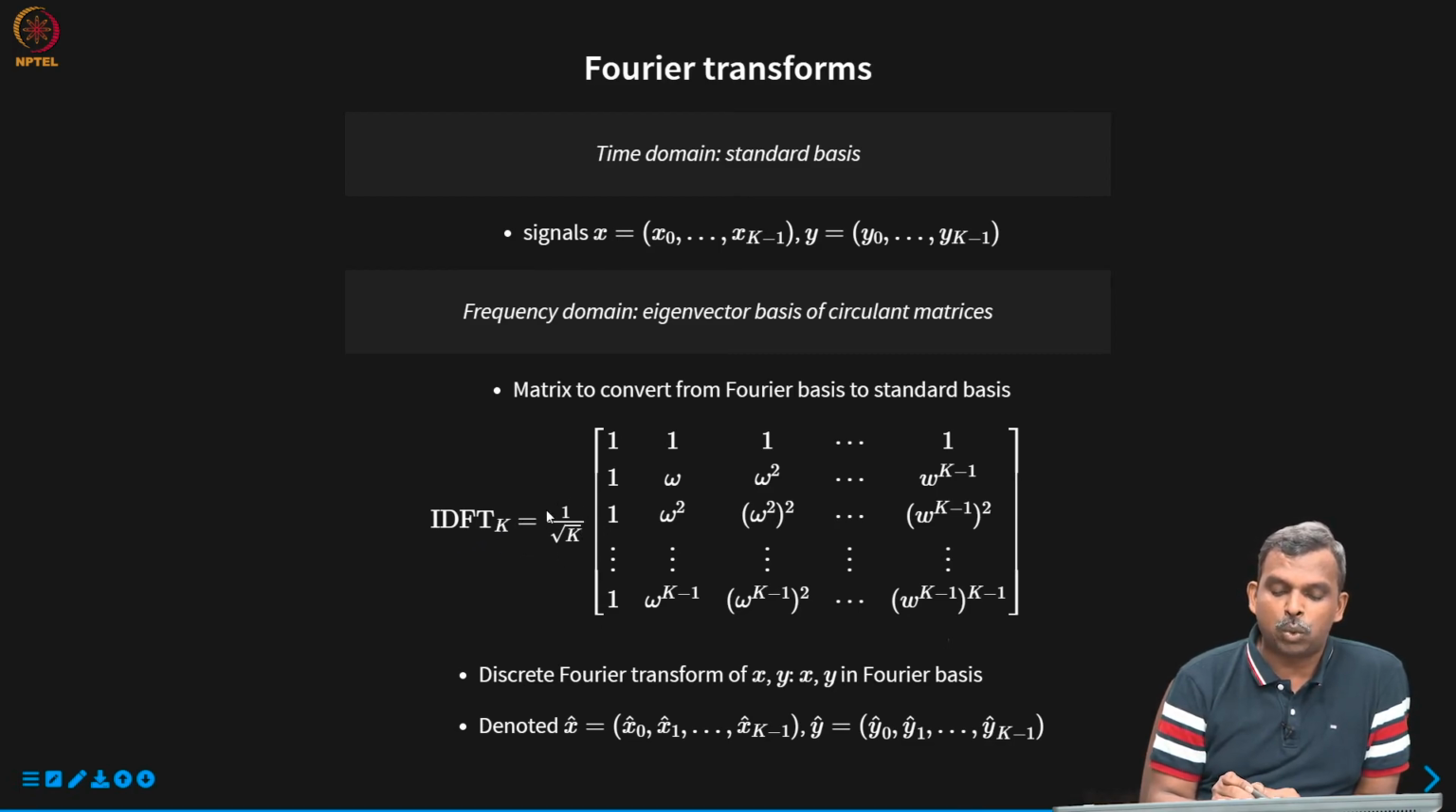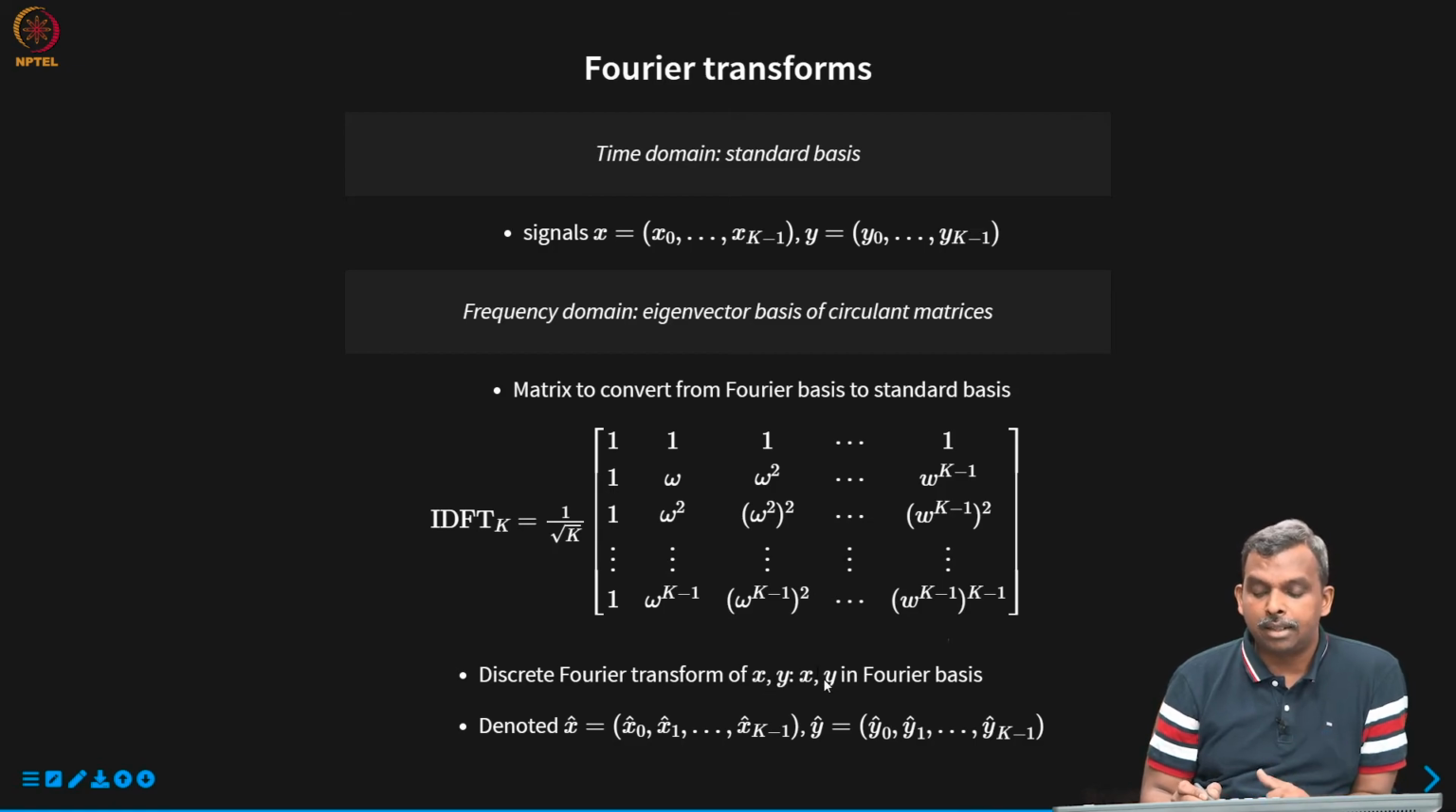I've put this 1 by root k here. I mean, it's just for convenience. It's not so crucial, but this is the operator which will take you from the Fourier basis to the standard basis. Okay, so basically this leads to the definition of this discrete Fourier transform of signals x, y.